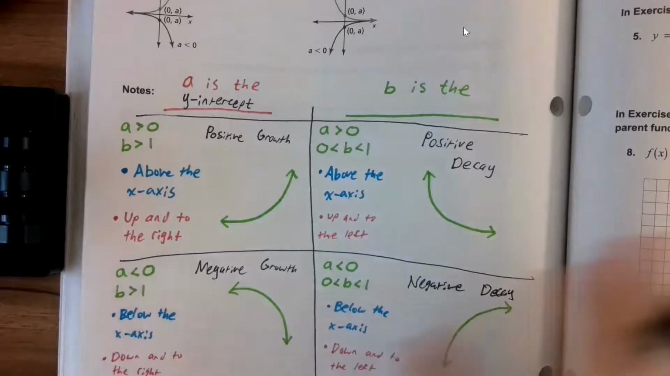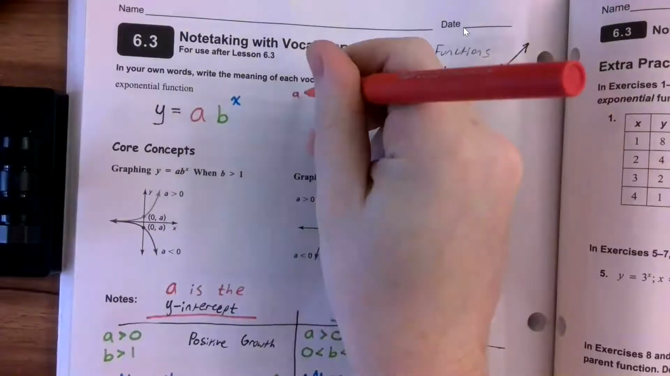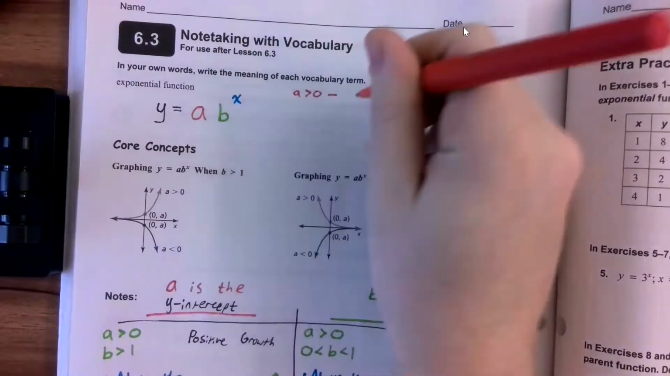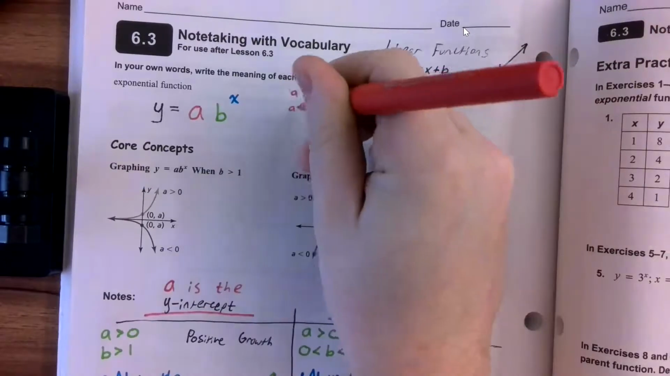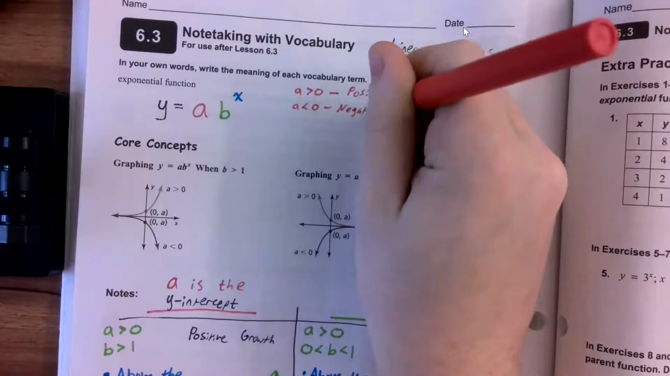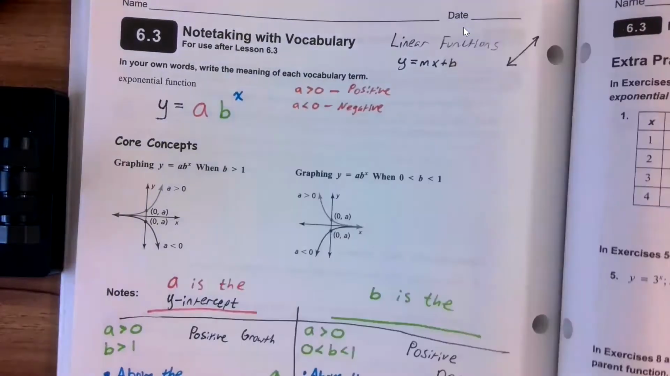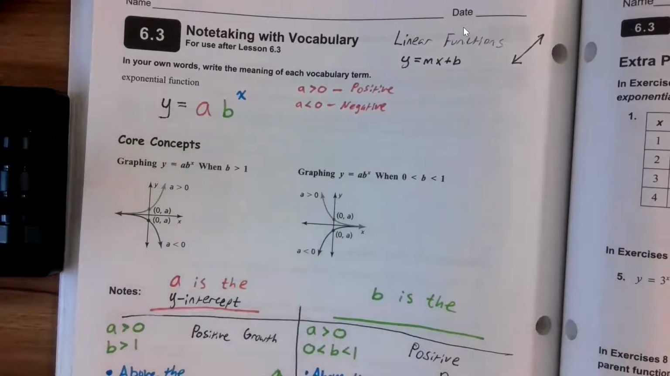You may have noticed a couple of things. When A is bigger than zero, we call our graph positive. It's above the x-axis. When A is less than zero, we call it negative, below the x-axis. So our A value controls whether our graph is positive or negative because it's our y-intercept.